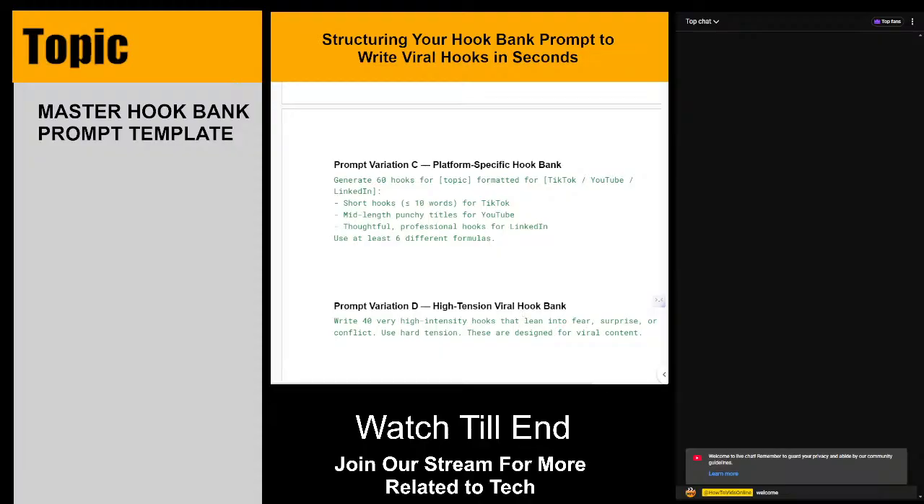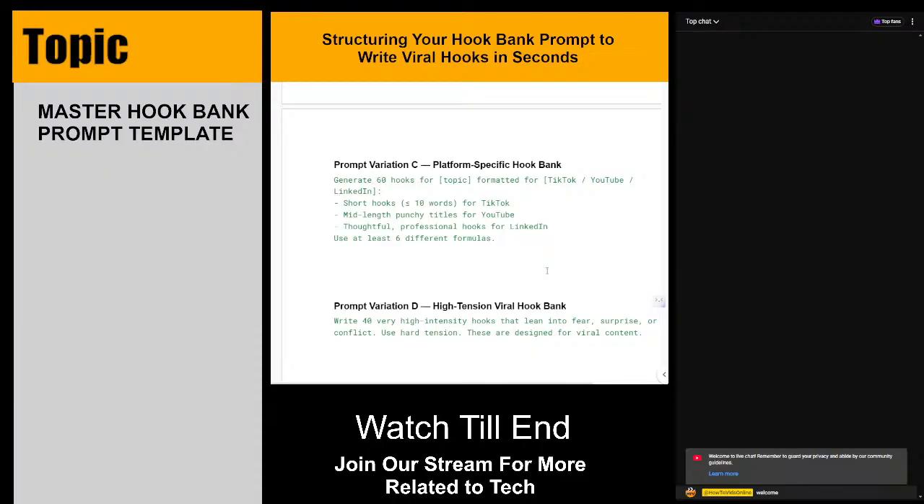As you have seen different variations of advanced hook prompts, now we will discuss the common mistakes when building a hook bank. The first mistake made by people is making too many similar hooks. If all your hooks use the same pattern, they feel stale. Now, how can you fix it? Use a variety of formulas every time you generate your bank. Combine shock, mistake, how-to, question, and transformation.